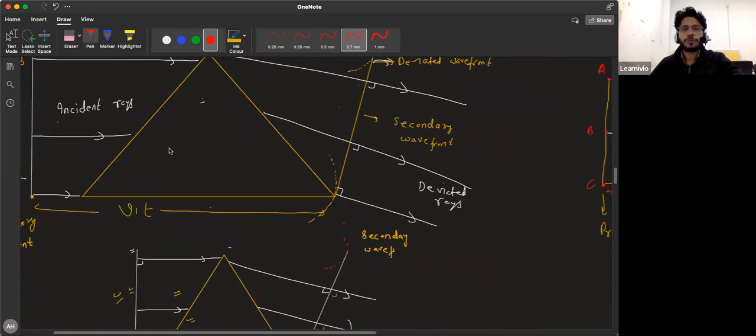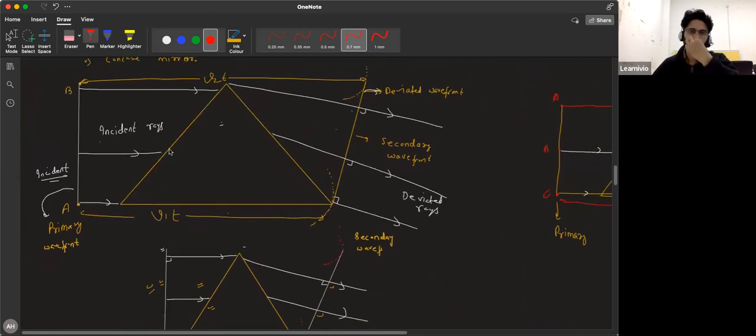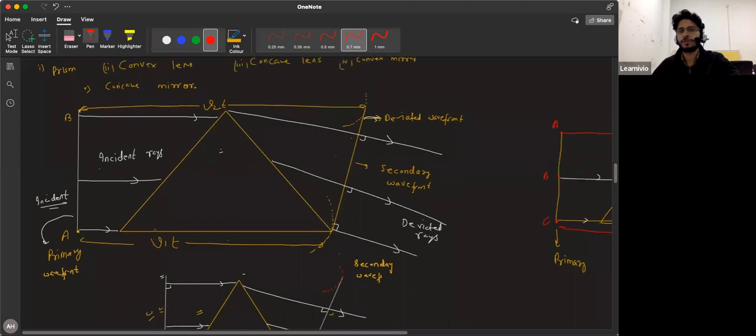Okay, so for the prism you can draw this diagram, and I would prefer if you draw it directly. I don't have that much time to take a compass and draw an arc. Just do it directly. Primary wavefront, incident rays, then this is your secondary wavefront, and these are your deviated rays.